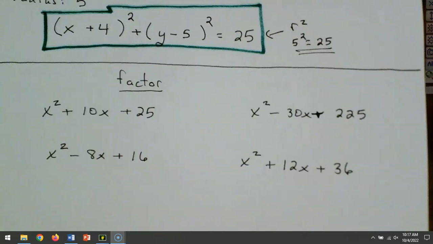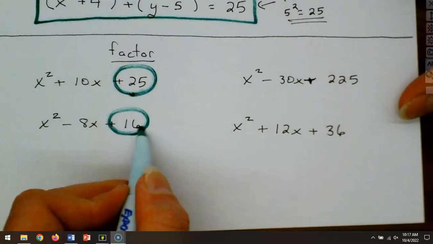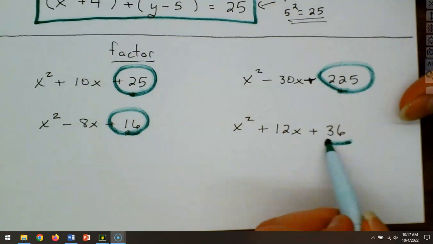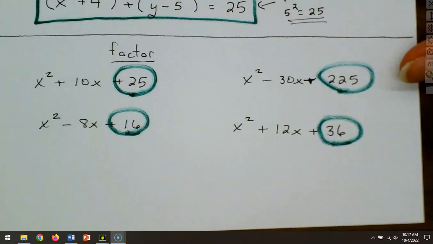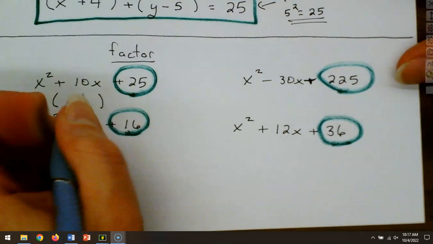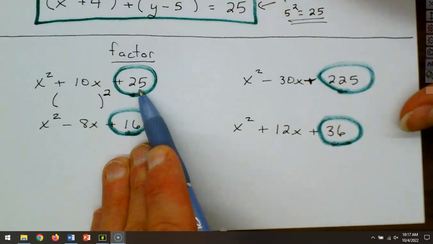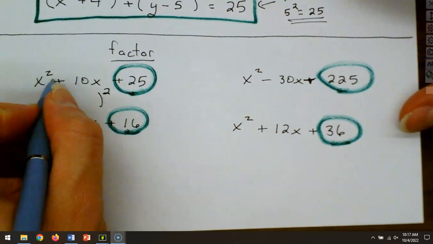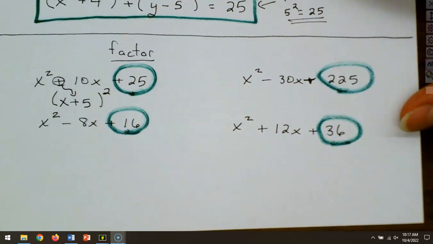Okay, so we're going to factor all of these, and these are what are called perfect square trinomials. And then we're going to look for a pattern. Notice on the ends, 25 is a perfect square, 16 is, 225 is a perfect square, and 36. These are all perfect squares. So let's see how these would factor. Well, 25 is a perfect square of what? 5. So this would factor, and you bring your sign down. This would factor into x plus 5, quantity squared.